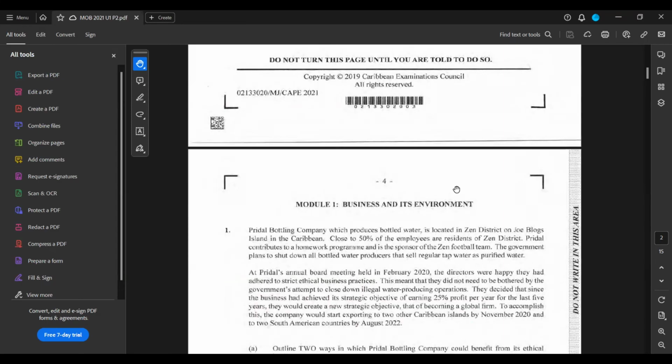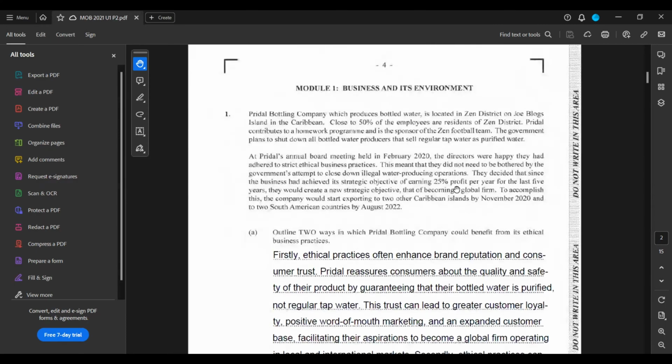At Pridal's annual board meeting held in February 2020, the directors were happy they had adhered to strict ethical business practices. This meant that they did not need to be bothered by the government's attempt to close down illegal water producing operations. They decided that since the business had achieved its strategic objective of earning 25% profit per year for the last 5 years, they would create a new strategic objective, that of becoming a global firm. To accomplish this, the company would start exporting to two other Caribbean islands by November 2020, and to two South American countries by August 2022. 1A, we need to outline two ways in which Pridal Bottling Company could benefit from its ethical business practices.